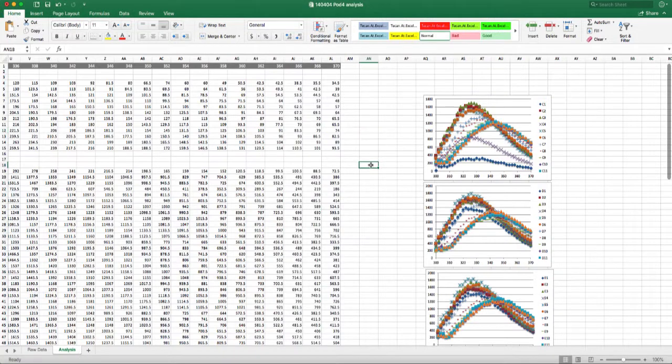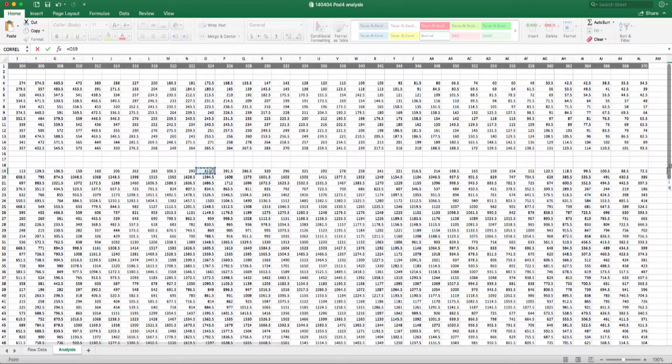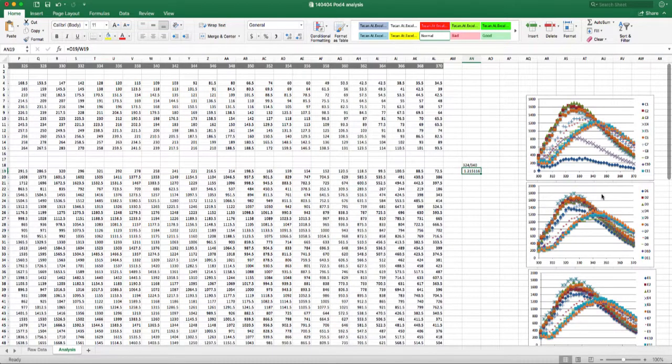So I'm going to make a new column over here that is 324 divided by 340. And I can just do that by scrolling. 324 divided by 340. Okay, and then I can copy this.